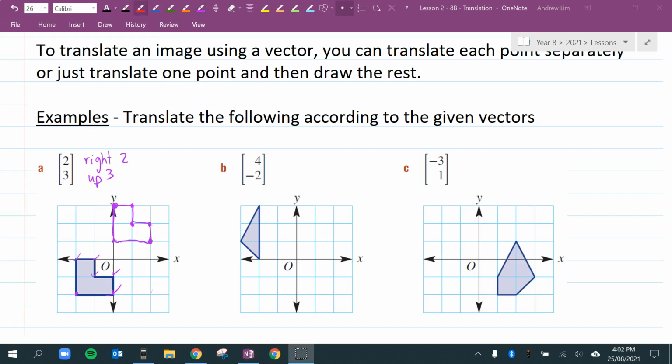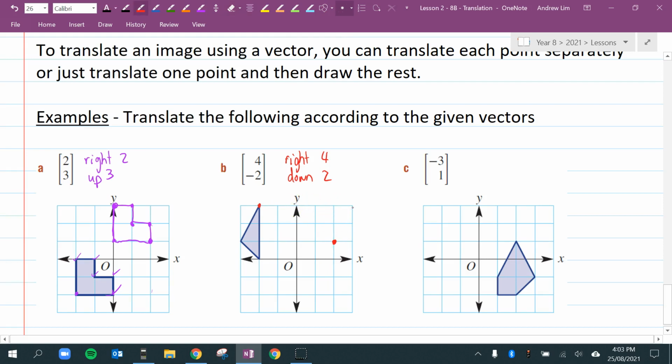Let's have a look at part B. I'm going to determine what this vector means. It means right 4 and down 2. So I'm just going to take one of these points. I'm just going to pick this point. I'm going to go right 4, 1, 2, 3, 4, and then down 2, 1, 2. It's going to go over here.